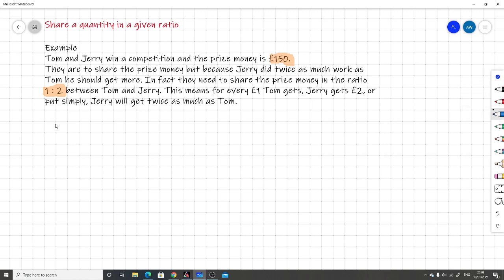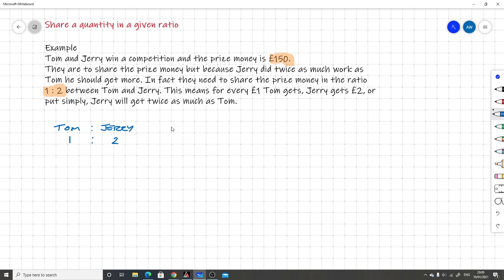So the first thing we need to look at is this ratio in terms of parts, because that's what ratio basically tells us. Tom, Jerry, 1:2. So Tom to Jerry, the ratio is going to be 1:2. So for every £1 Tom gets, Jerry gets £2. So you could just go £1 to Tom, £2 to Jerry, £1 to Tom, £2 to Jerry, until you run out of money. But that's going to take ages. So there must be a better way of doing it.